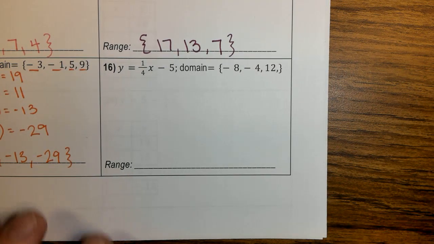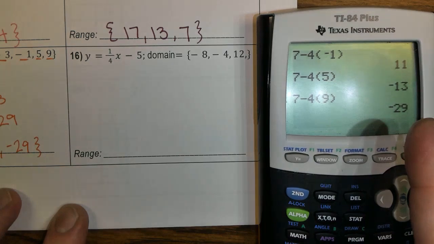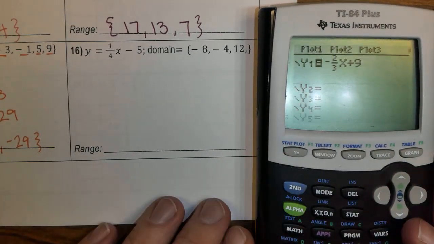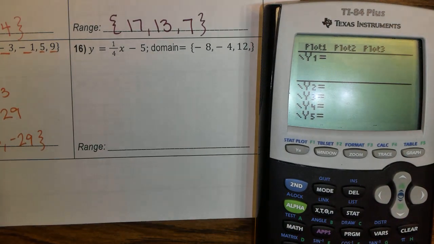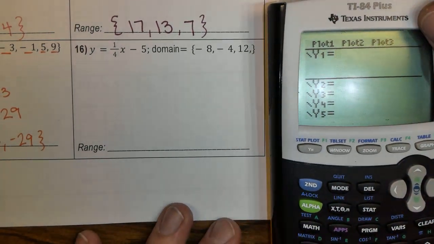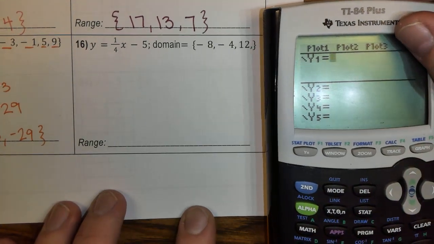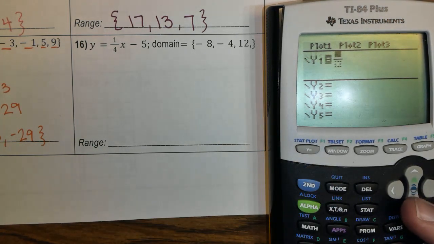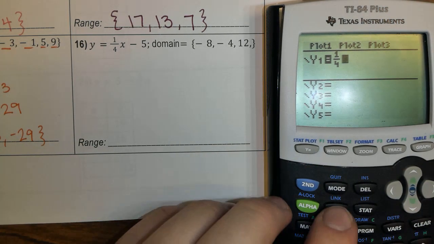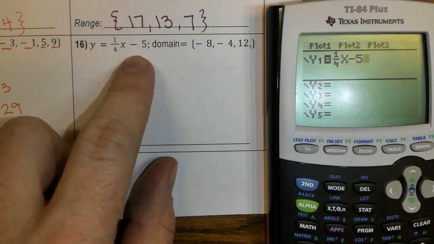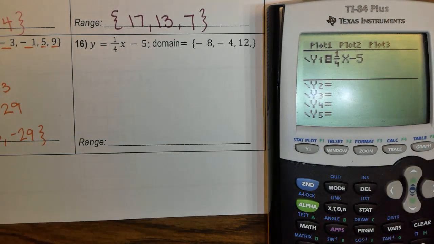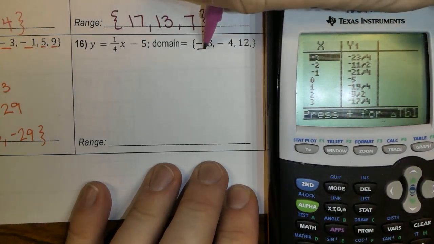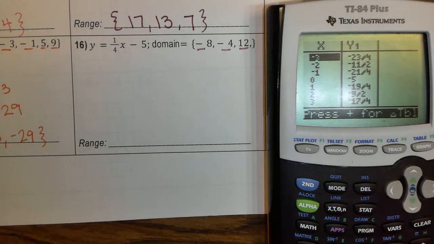All right, 16. I have a fraction, so I'm going to type it in here. Not that I can't do them, it's just I like to show different ways to do these just in case. That way if you're struggling, in my opinion, it's always easier to use a calculator, especially for fractions, because fractions are very easy to mess up on. So we have 1/4 x minus 5. Okay, second graph, and I want just these 3 numbers.